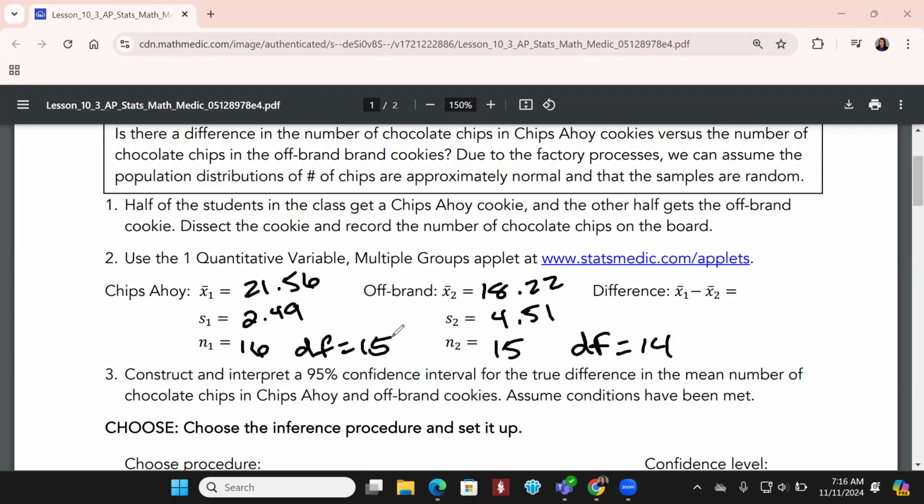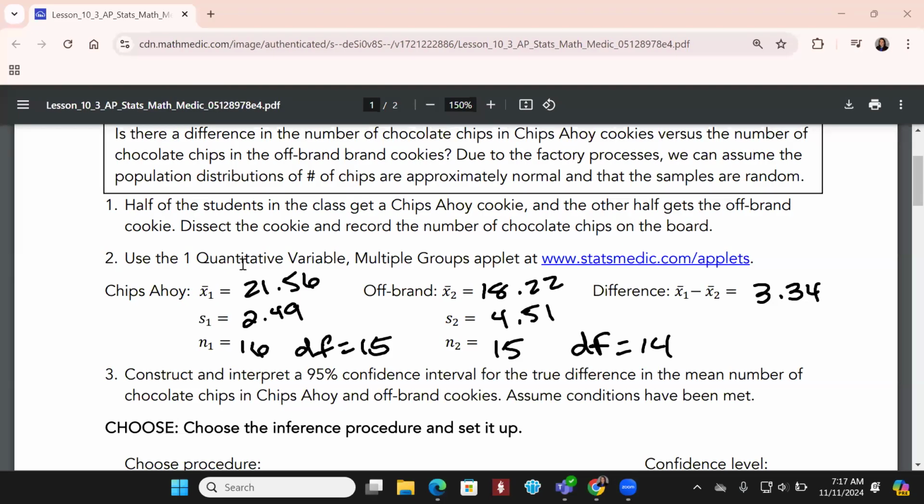So the difference between x1 and x2 is 3.34. All we did was subtract these two. Now we're going to construct and interpret a 95% confidence interval for the true difference in the mean number of chocolate chips in Chips Ahoy and off-brand cookies. Assume the conditions have been met.